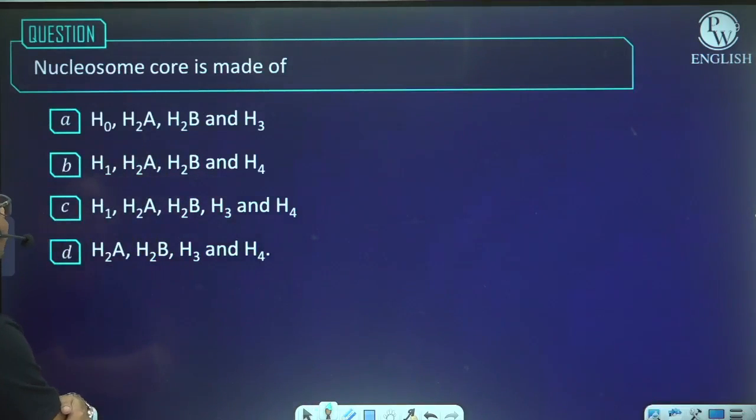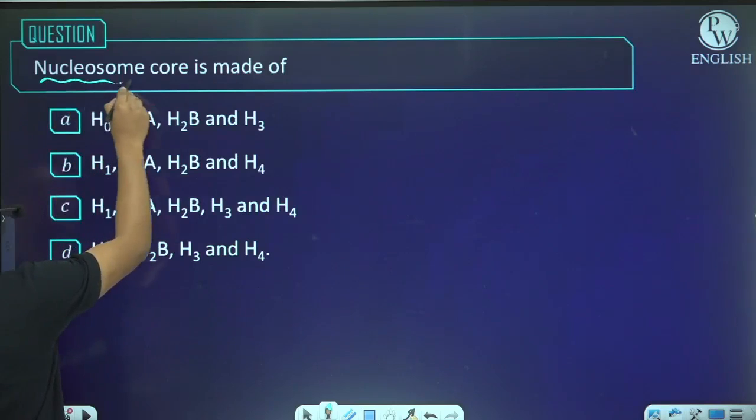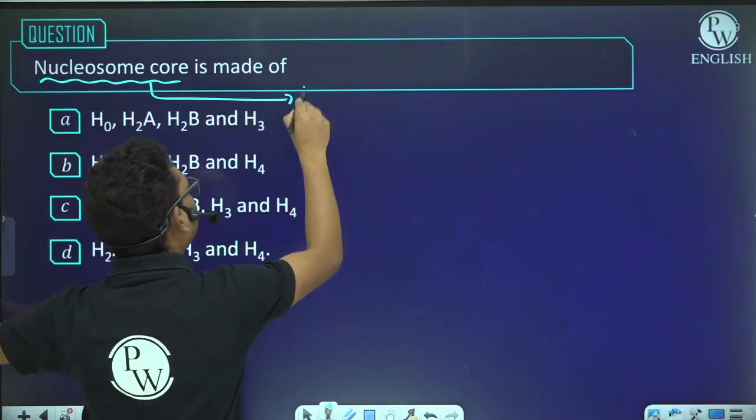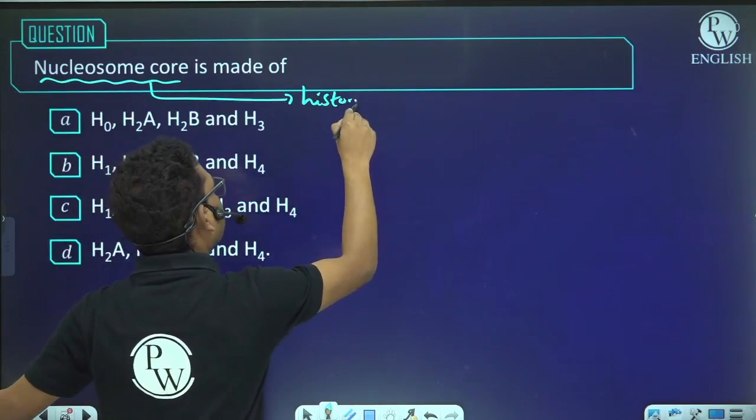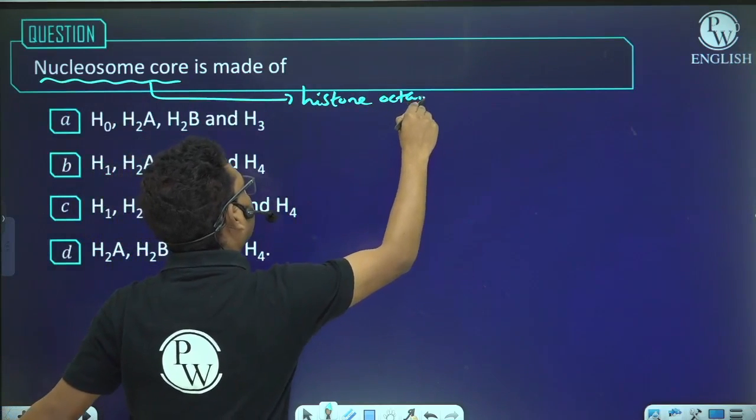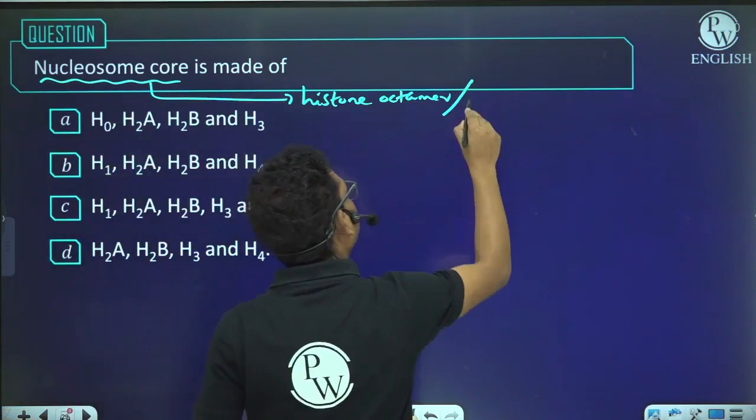Nucleosome core is made of. Nucleosome core is known as what? Nucleosome core is known as histone octamer. It is called as histone octamer. Okay, or you can also call this as new body.